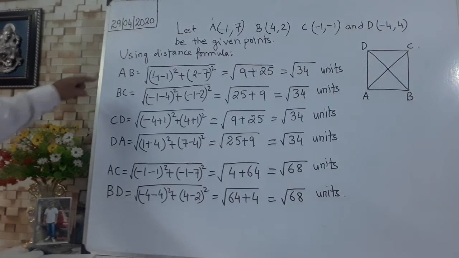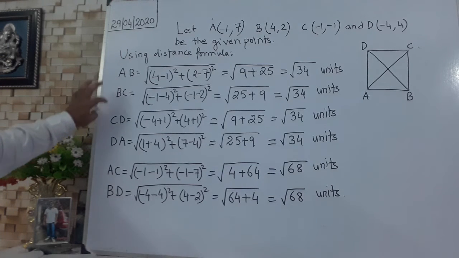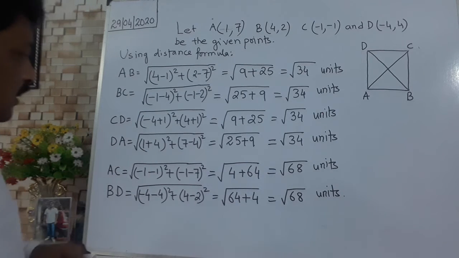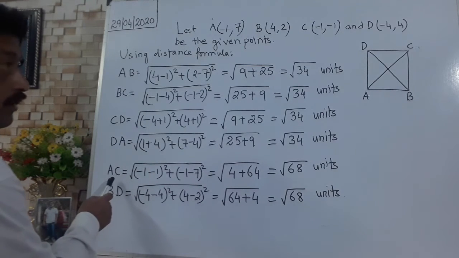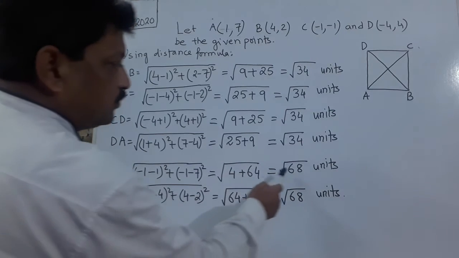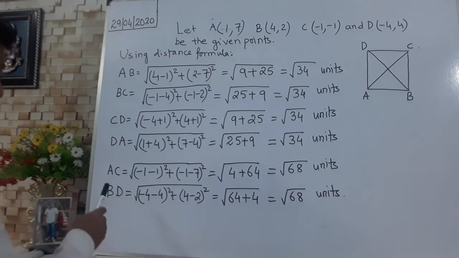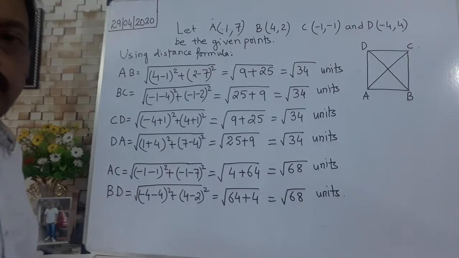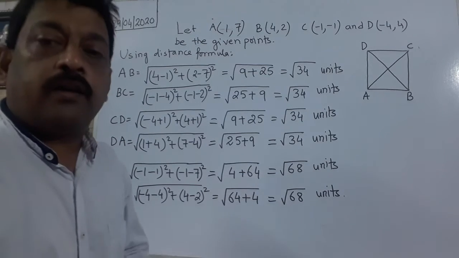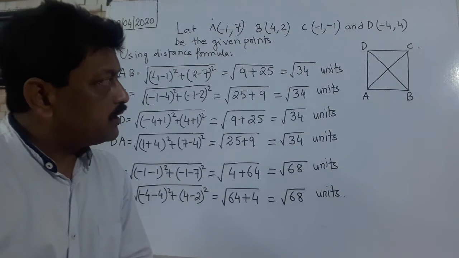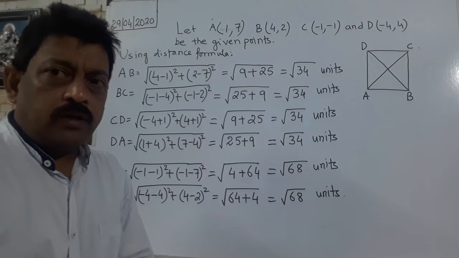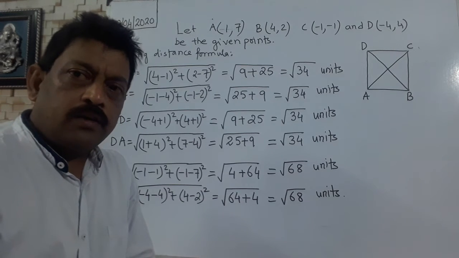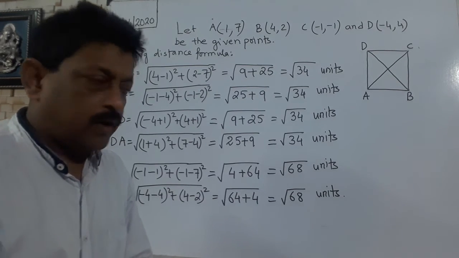So here we can see that all the 4 sides of the given figure are equal, and the diagonal AC is equal to root over 68 units. The diagonal BD is also root over 68 units. That is, the diagonals are also equal. So we can say that all the 4 sides are equal as well as the diagonals are also equal. Hence the given figure is a square.